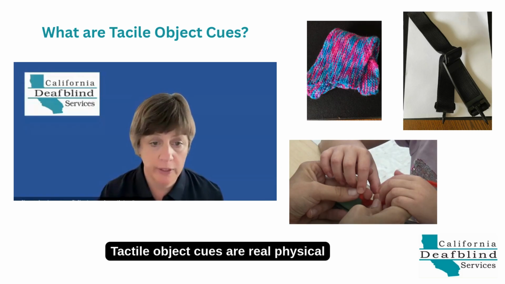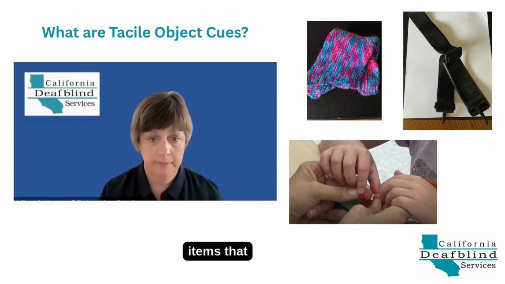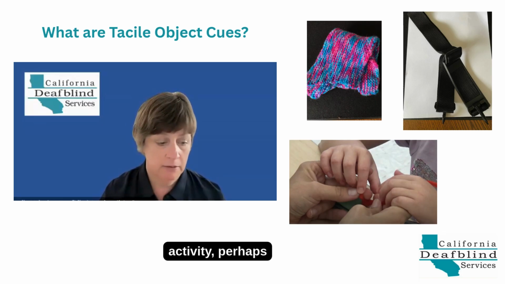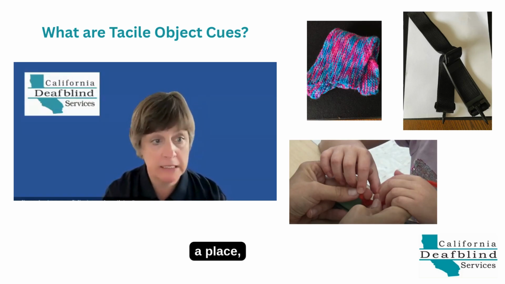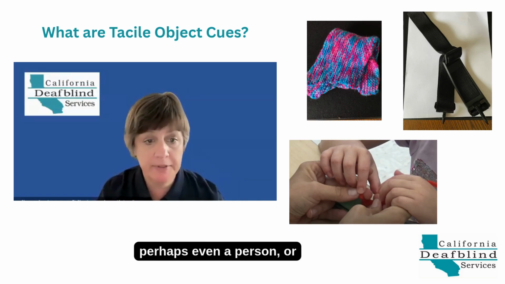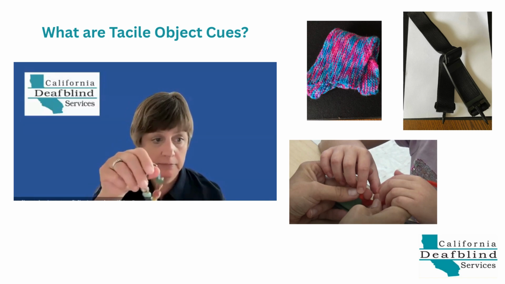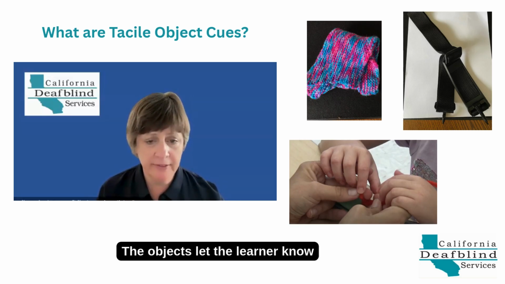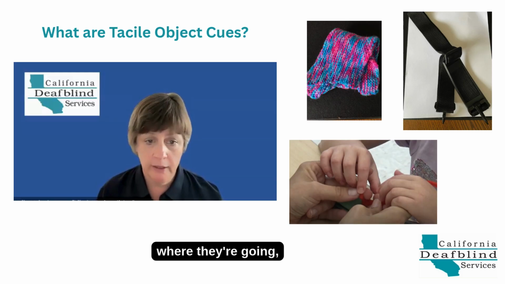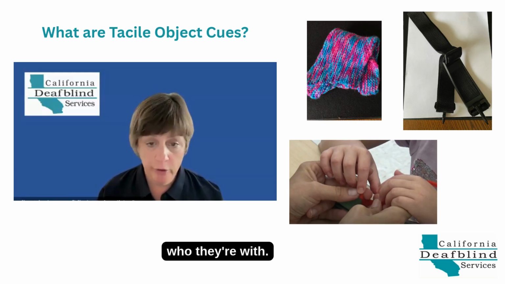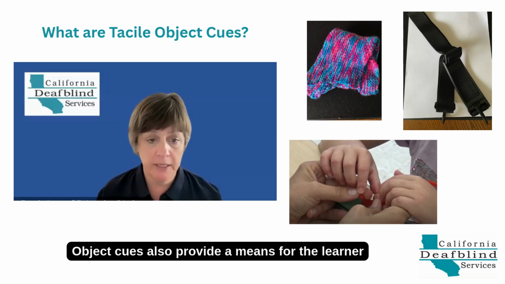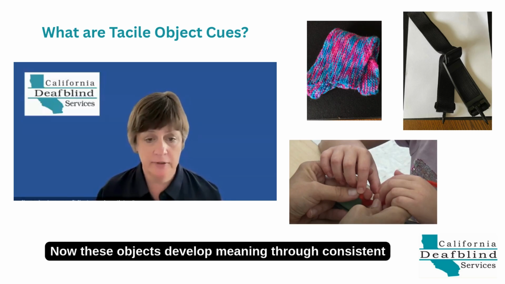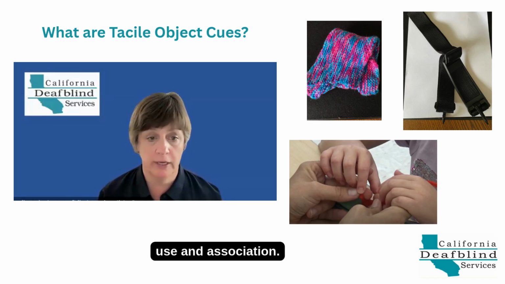Tactile object cues are real physical items that are used to represent an activity, perhaps a place, and perhaps even a person or a concept. The objects let the learner know where they're going, what's going to happen when they get there, who they're with. Object cues also provide a means for the learner to develop more expressive communication skills. Now, these objects develop meaning through consistent use and association.